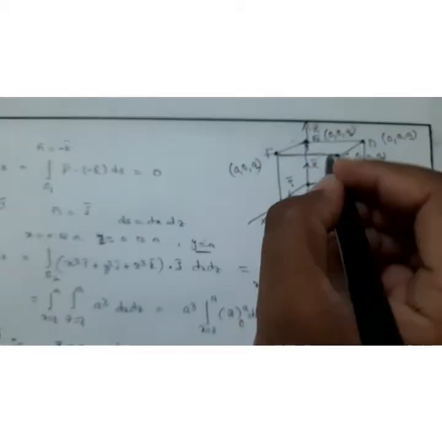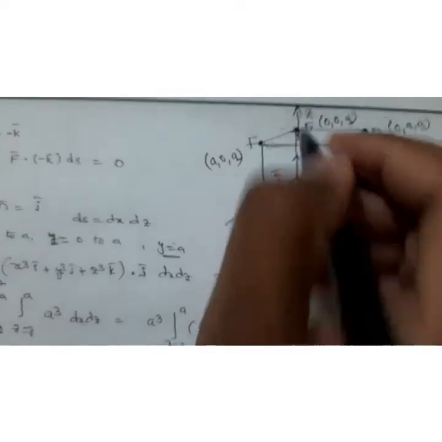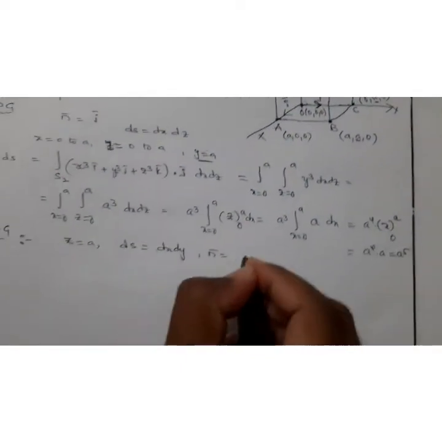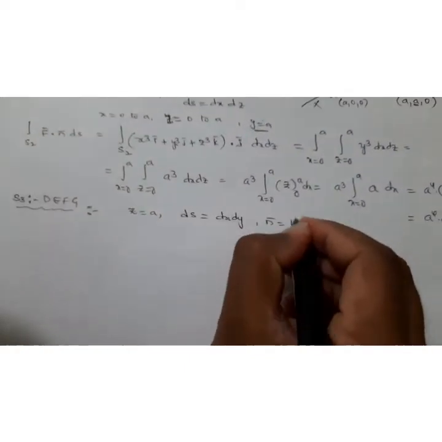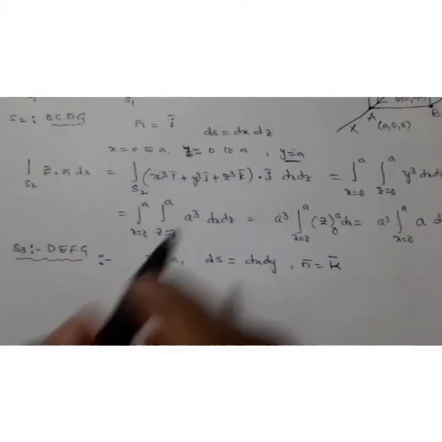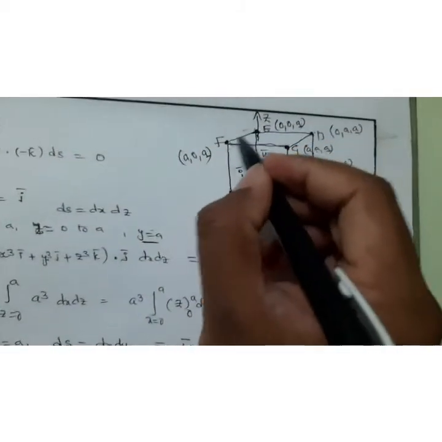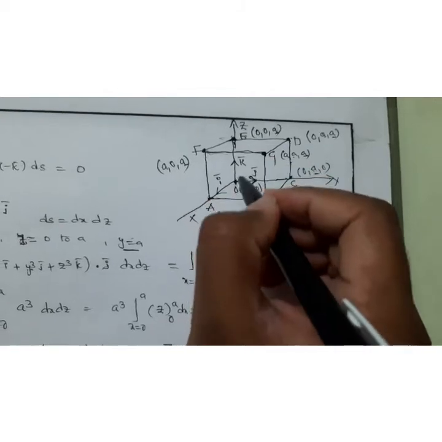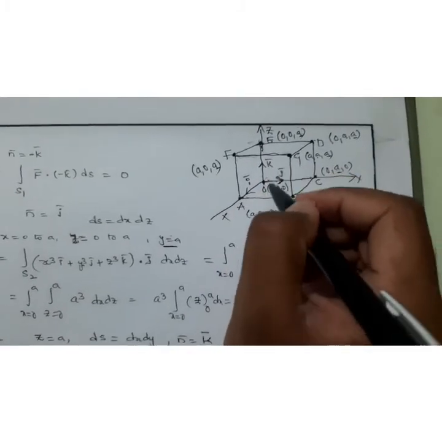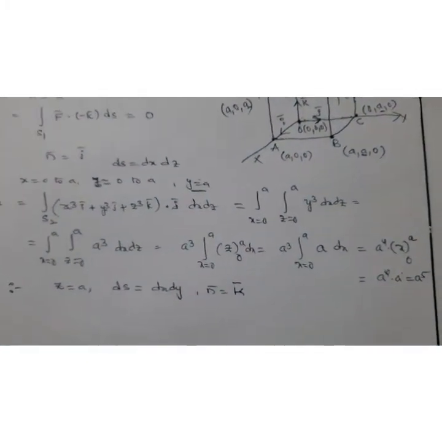For this surface DEFG, the unit outward drawn normal to the surface is n bar is equal to k bar. What is the z value? A.